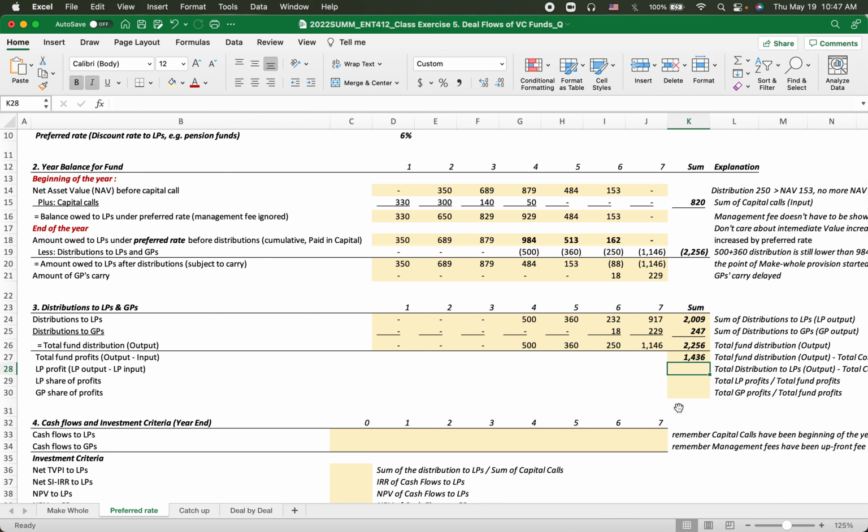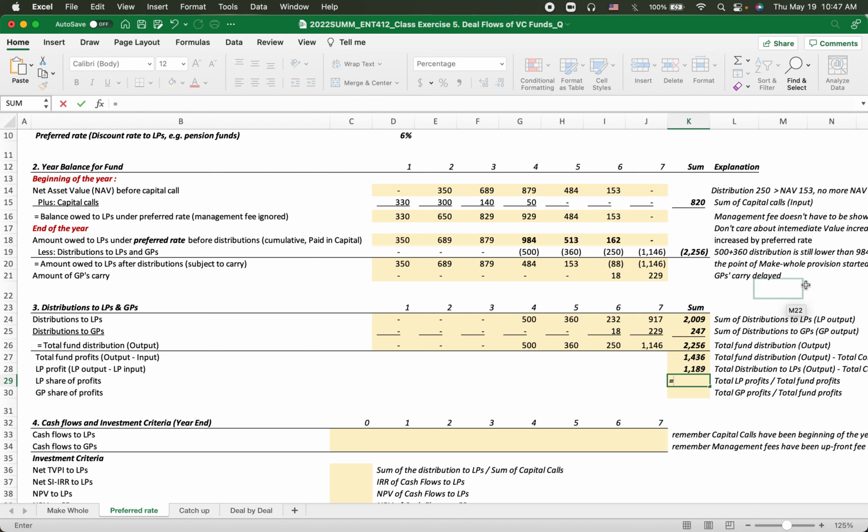Then what is the LP profits? Only considering LP. 2009 is distribution to LP, which is the LP's output, right? And what was the LP's input? 820. And then LP's share of profit must be greater than 80%. Why? Because of this preferred rate increase, delayed the make whole provision, right? By doing so, the GPs get a lower amount of the profit shared, right?